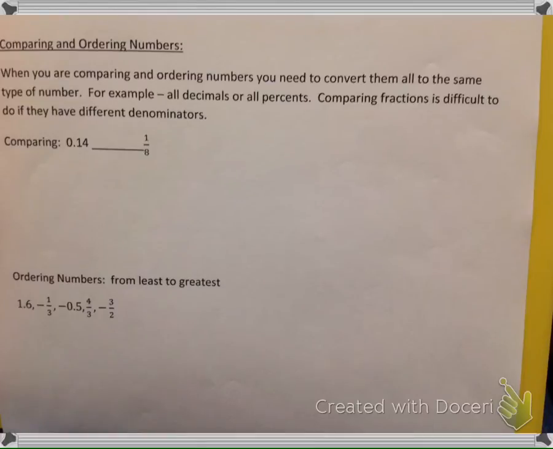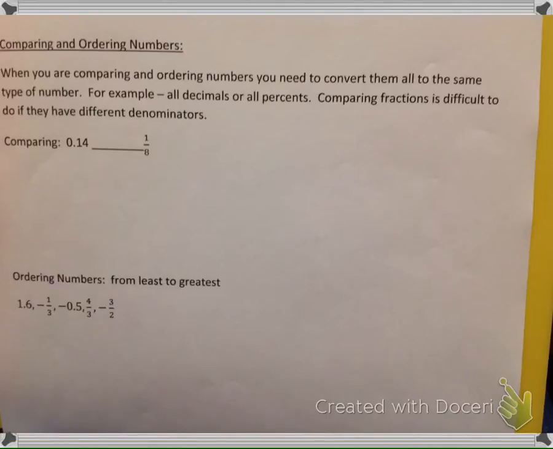In this last part, we're going to be comparing and ordering numbers. And when you're comparing and ordering numbers, you can't compare a decimal to a fraction unless it's an obvious one. So in order to compare them, you need to change them all to decimals or percents to compare them. Or you could compare fractions as long as they have the same denominator, or again, if it's an obvious one.